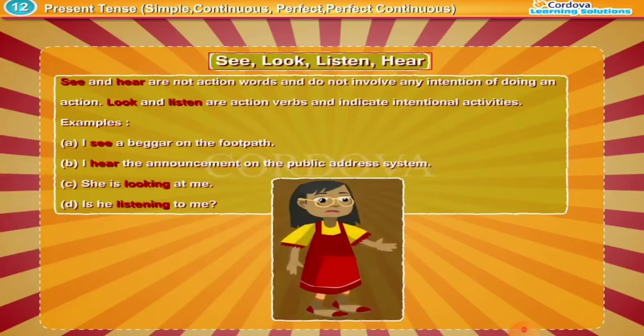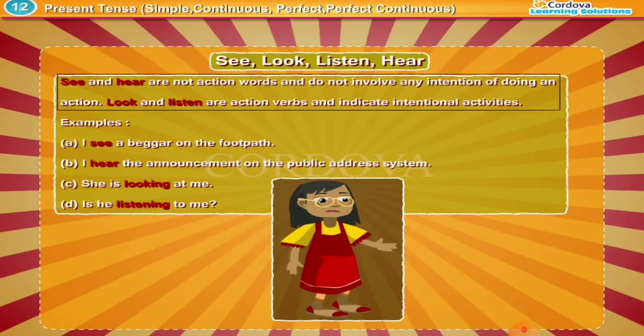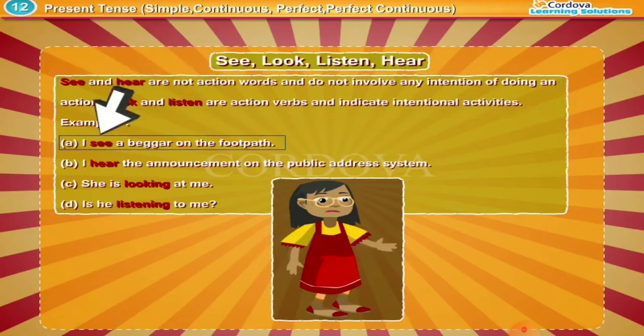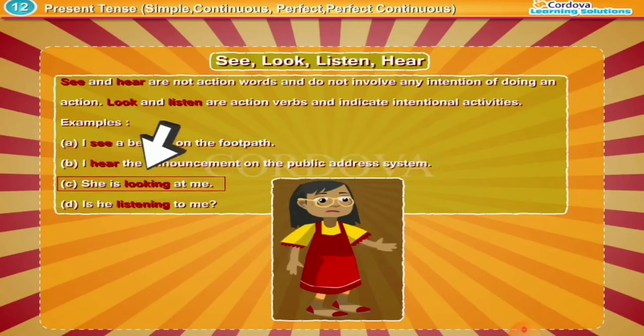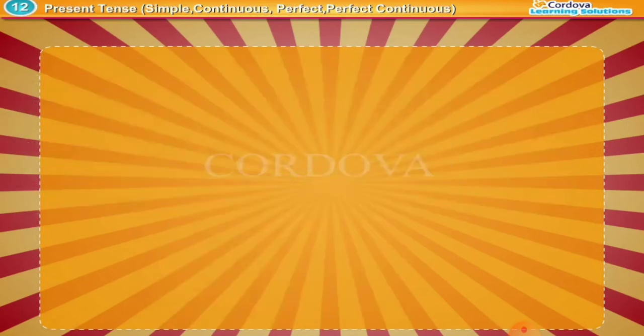See, look, listen, hear. See and hear are not action words and do not involve any intention of doing an action. Look and listen are action verbs and indicate intentional activities. Examples: I see a beggar on the footpath. I hear the announcement on the public address system. She is looking at me. Is he listening to me?